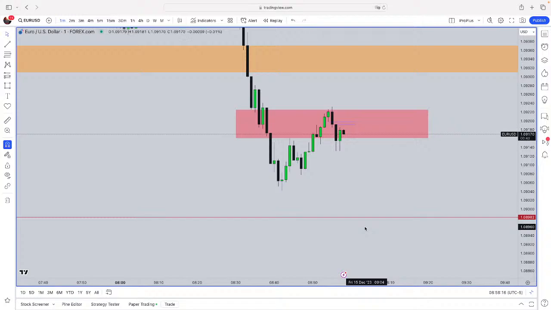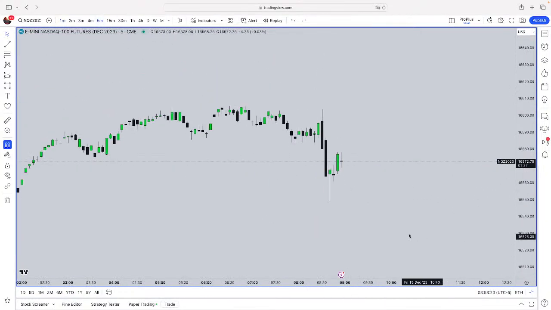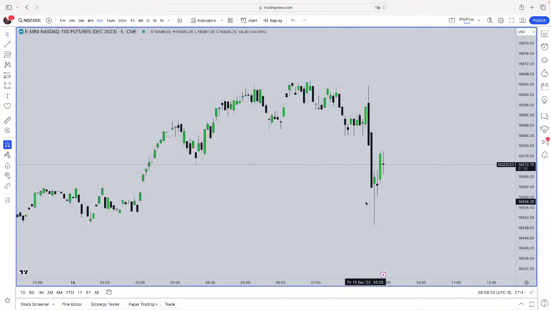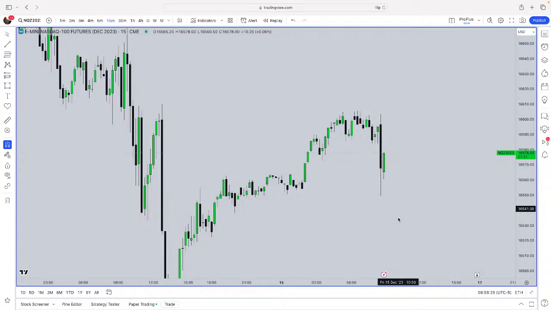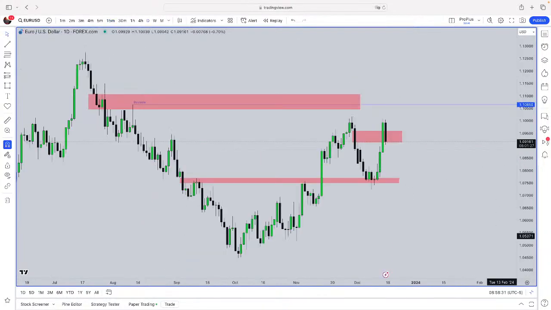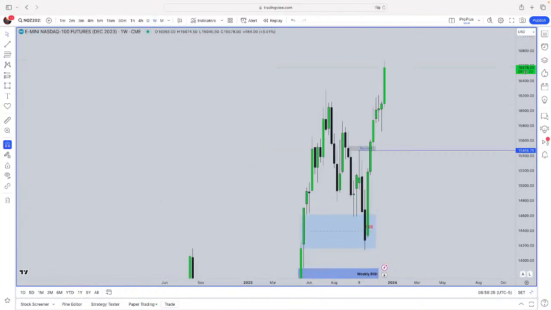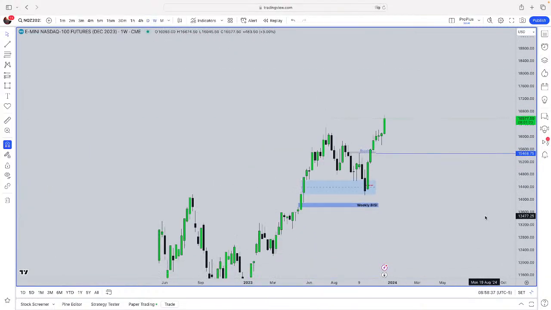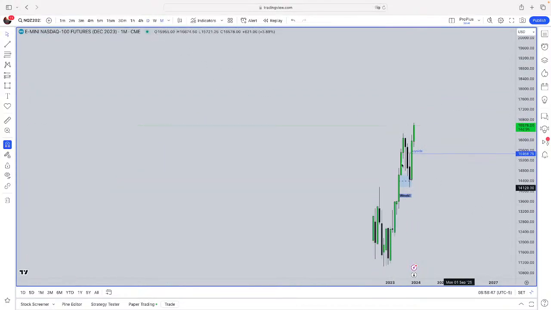Let's look at NAS. So Nasdaq. Let's go on the higher time frame first with Nasdaq. So definitely, it's been bullish for about a month or so, 2 months. Let's even look at the monthly time frame.